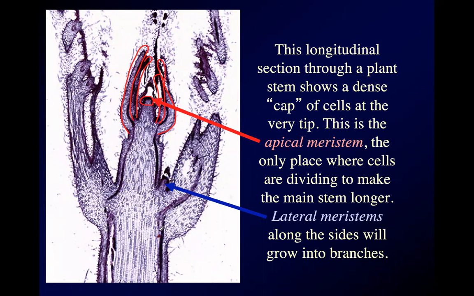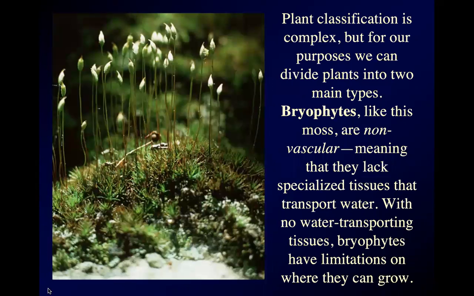The cells that are down here, lower down in the stem, they might be able to stretch a little bit, but they're not growing, they're not dividing. They're just going to sit there, and many of them are ultimately going to die. And this is okay. This is the way the plant grows.